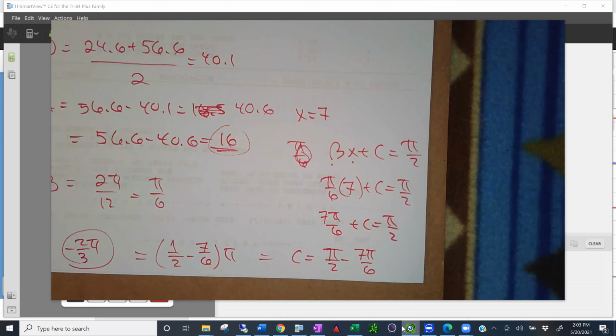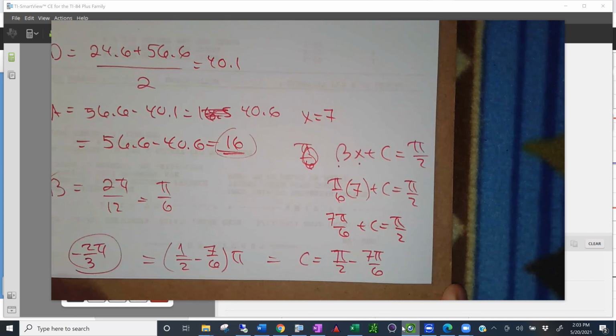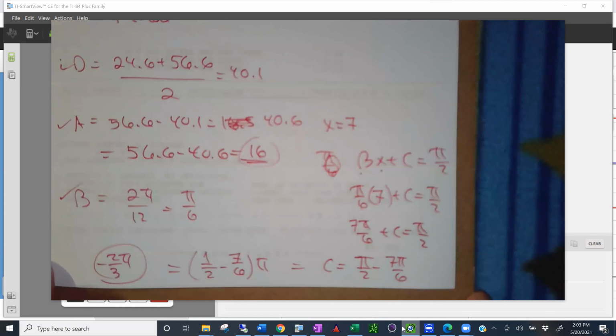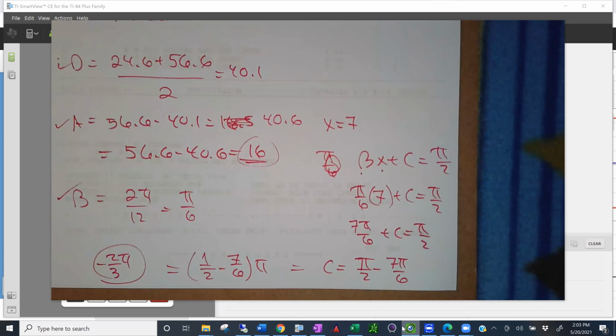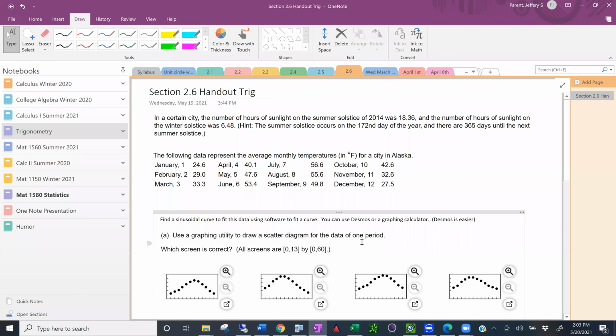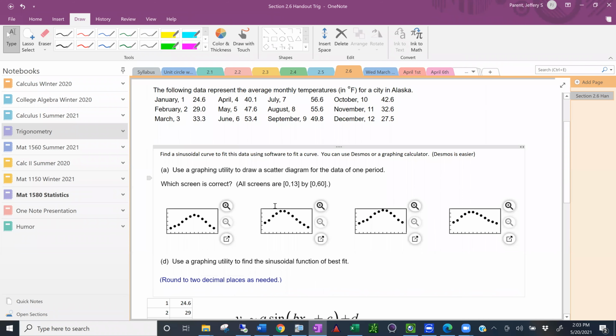Now, if you wanted those exactly, we've got these numbers exactly. The good news for you is that some of your problems don't ask for things exactly. And if all they're looking for is just some decimal approximations from a regression, then you can do that. So use a graphing utility or scatter plot to draw the scatter diagram for the data of one period. Let's look back at our graph.